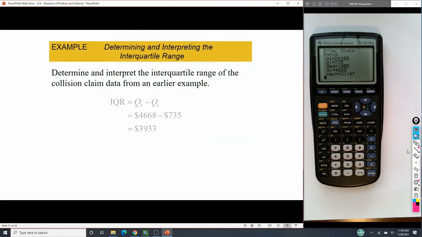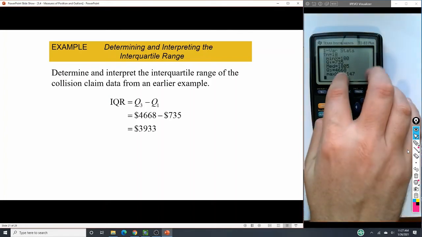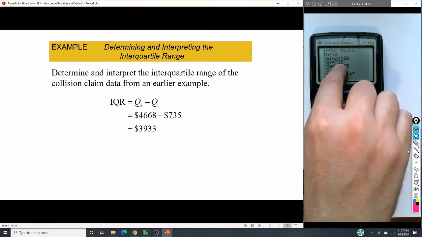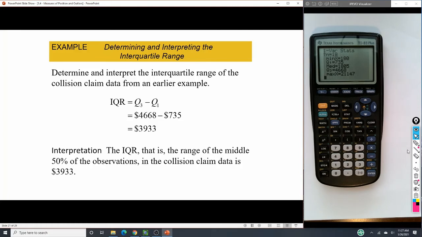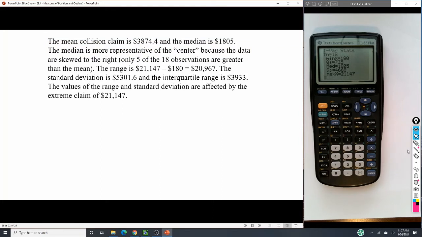All right. And so from our previous problem here, now they don't give us this, so we have to do this math, but we would take the 4668 minus the 735, which is what they're doing, and we get 3,933. Okay, so that's the range of 50%. We should have 50% of our observations within this $3,000 or almost $4,000 range on those. Okay. And so then if we needed to, we could calculate any of those pieces moving forward there as well. Okay.